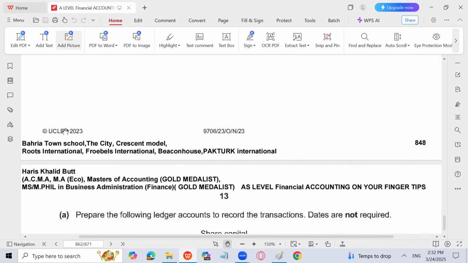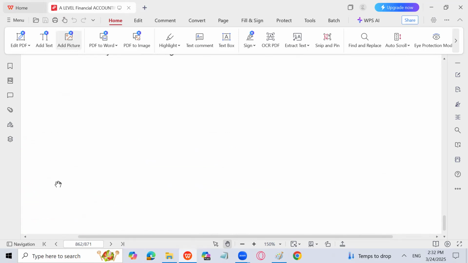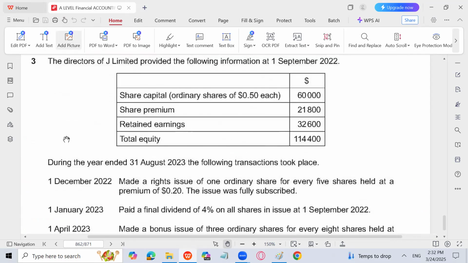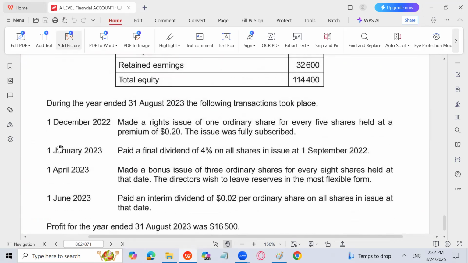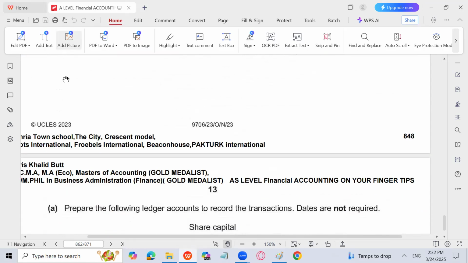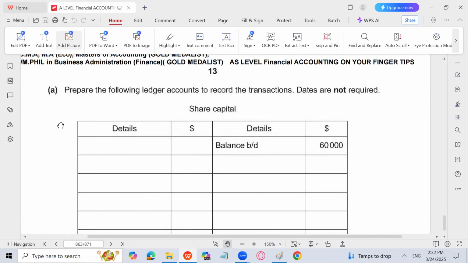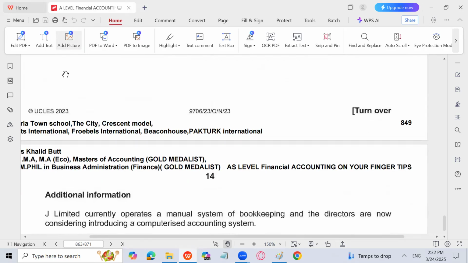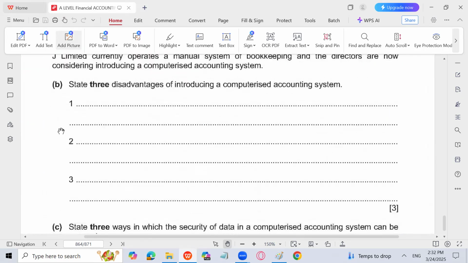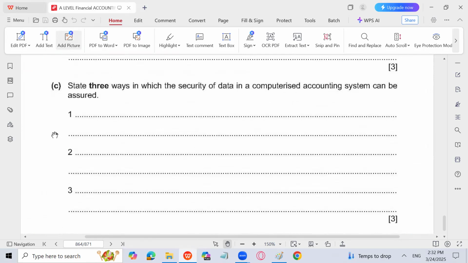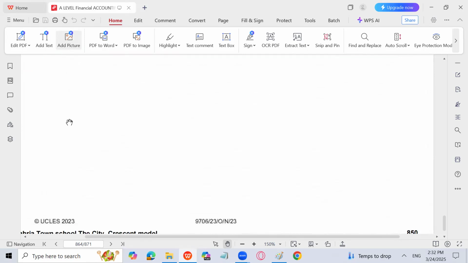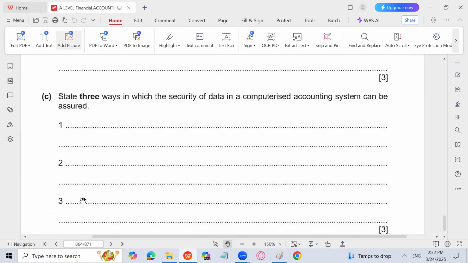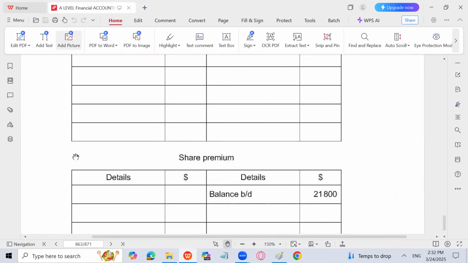We have question number 3 with company accounts. October, November 23 is the variant. The question is given: right shares and bonus shares are issued, and dividend payment is there. You have to prepare the ledger accounts: share capital account, share premium account, and retained earnings account. Then there is the advantage of introduction of a computerized accounting system. It is a 15 marks question. So let's solve that question.